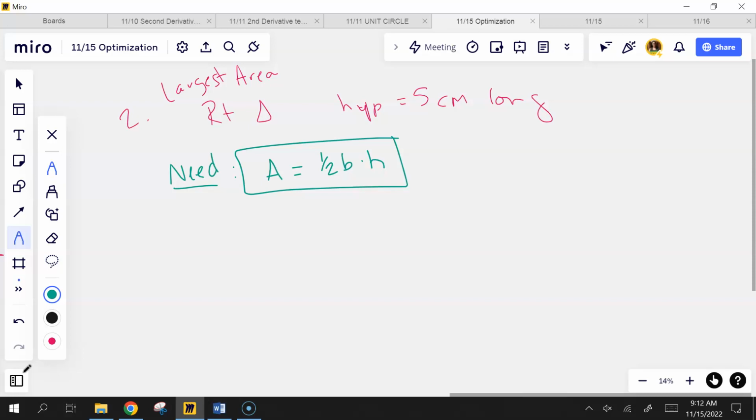I can only have one variable in here, right? So I've got to come up with some way to get this in just one variable. If it was in just one variable now, I wouldn't have a problem. But the problem is, right? So what was I given? I was given the hypotenuse. Right triangle.